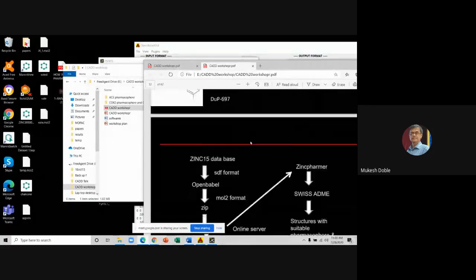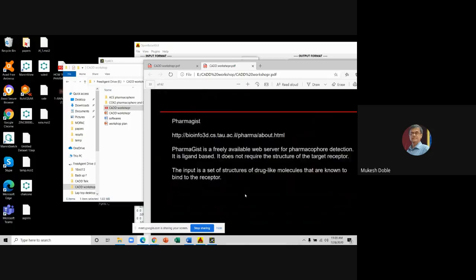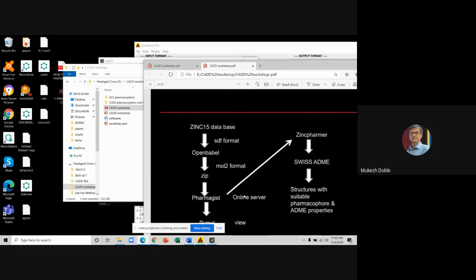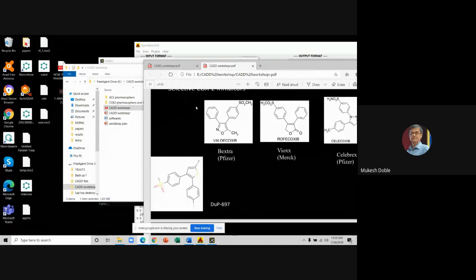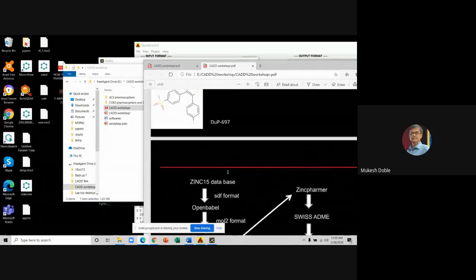So first you go to the ZINC database. We took one of the structures, ValidiCoxib, and we got the SDF format. I downloaded that, and then I used OpenBabel and converted it into MOL2 format. SDF format files we can view through Marvin, and MOL2 format files we can view through PyMol. That's what I showed you now.